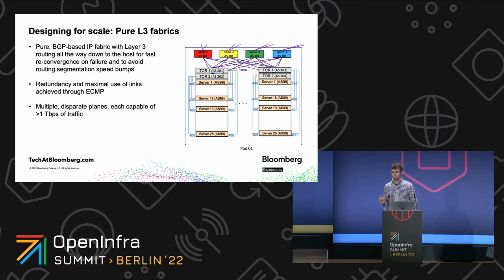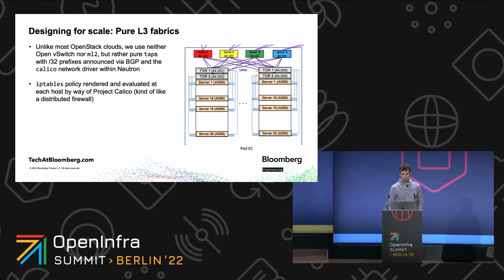It's not just something we use for OpenStack. I'll go over some numbers to give you a taste, but really quickly, we've pushed over a terabit per second of traffic across each network plane, as of recently. So we have a ridiculous amount of bandwidth in each one of these clouds. From an OpenStack perspective, we don't use either Open vSwitch nor ML2. We use the Calico networking driver from Project Calico. And so when a Neutron port is created, a tap gets created on the hypervisor, and there's a route for that tap that, as I said, gets announced through BGP.